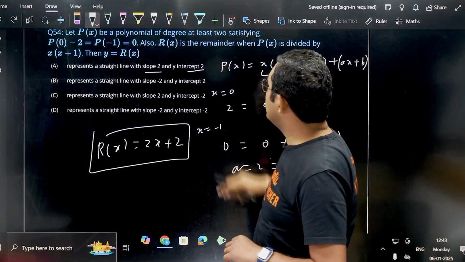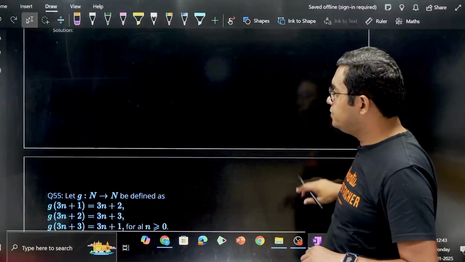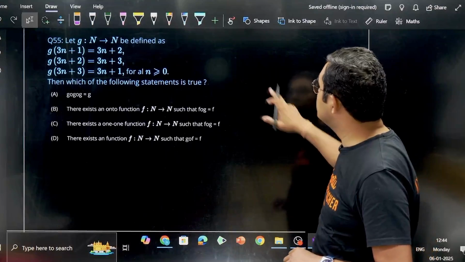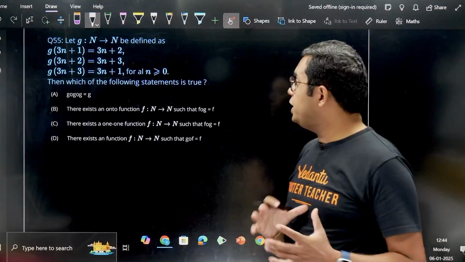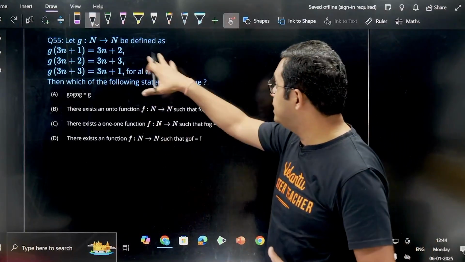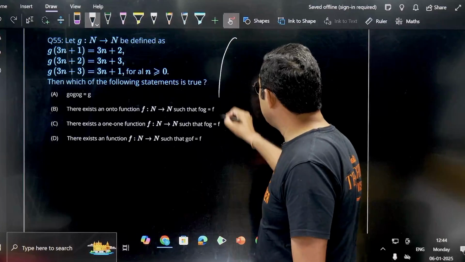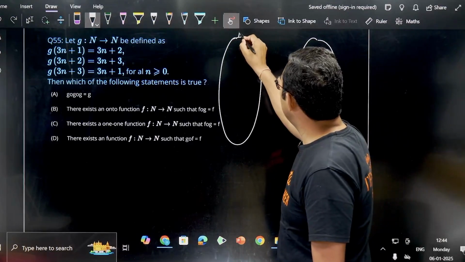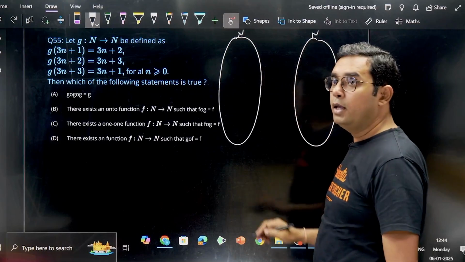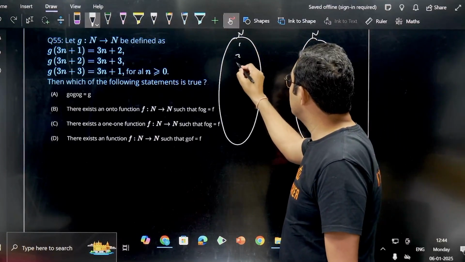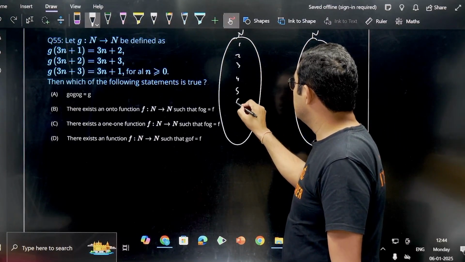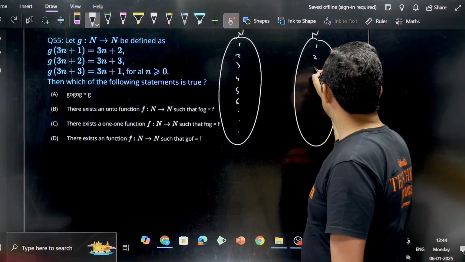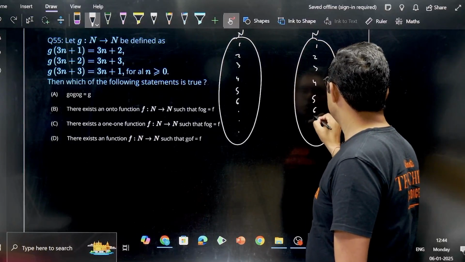Okay. Now coming to the next question, 55. A bit tricky question, please see. Here we are given g from natural numbers to natural numbers. Whenever we are doing this kind of question, make this diagram like N here and N here. Then I can put 1, 2, 3, 4, 5, 6 and so on, on both sides.